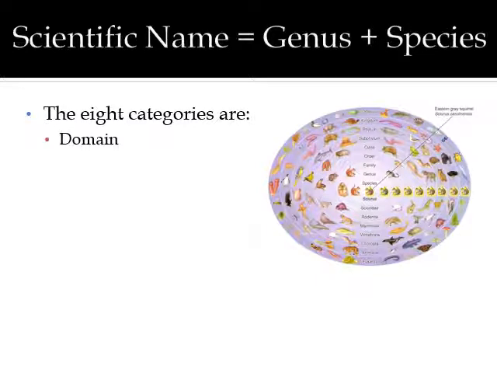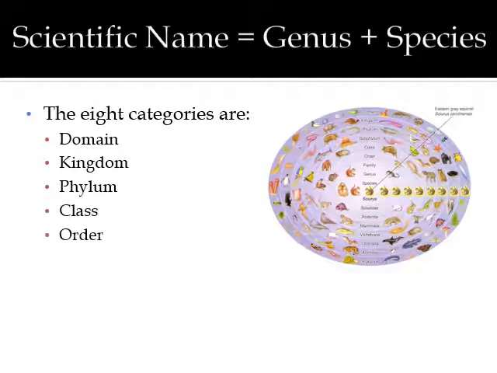So these 8 categories are domain. That's the one you don't always hear about. Domain's kind of a higher level one. You don't always have to mention it. It's sometimes out there. The ones you should expect to see, though, if you ever see these classification systems, are kingdom, phylum, class, order, family, genus, and species.